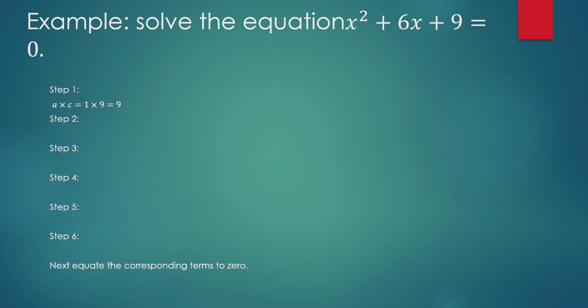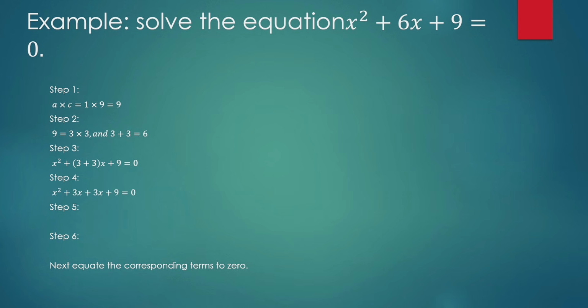For step 1 we look at a times c, where a is 1 and c is 9, so it is equivalent to 9. For step 2, 9 can be expressed as 3 times 3, and 3 plus 3 gives us 6, which is the coefficient of x. So we replace the coefficient b, and here it will be x squared plus 3 plus 3, x, then plus 9 is equal to 0.